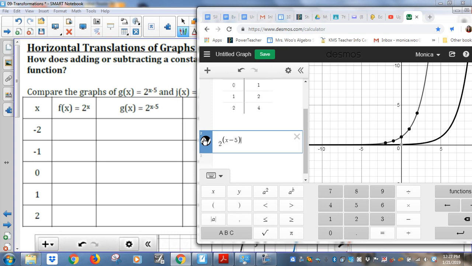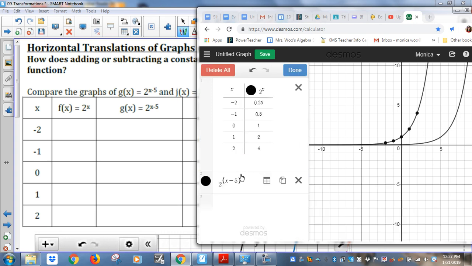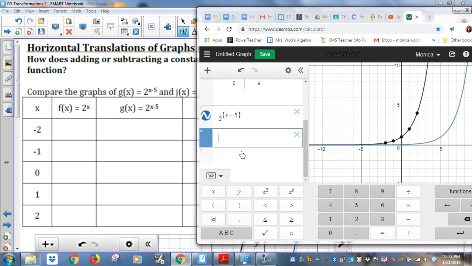So I'm going to change the color of this one real quick, and we'll go ahead and make this one blue. And then let's do the other one that we have here where it is 2 to the power of, and then again using the parentheses, x plus 5, and those parentheses. Let's make this one red. So notice again, this time we have a horizontal translation.